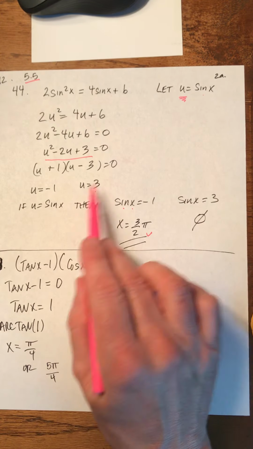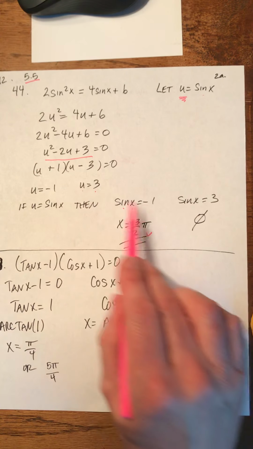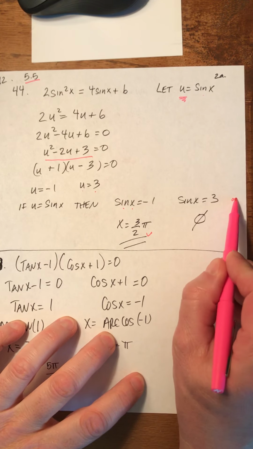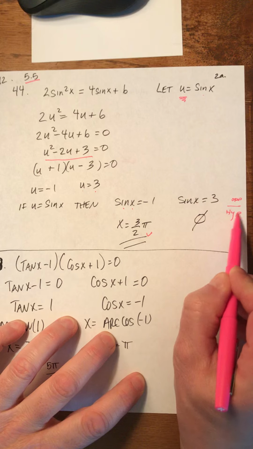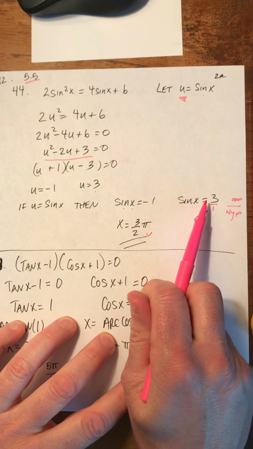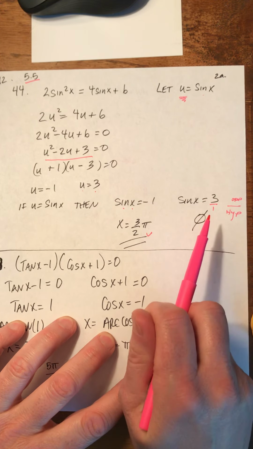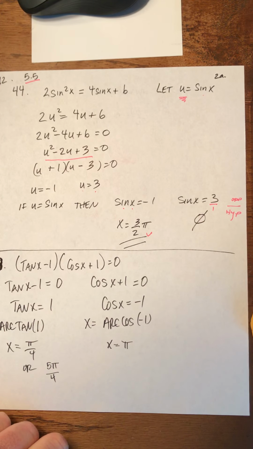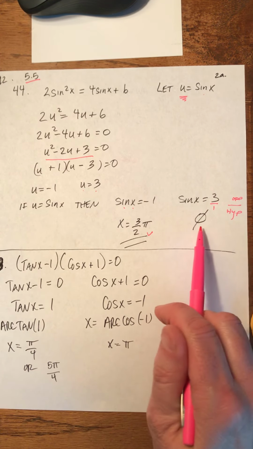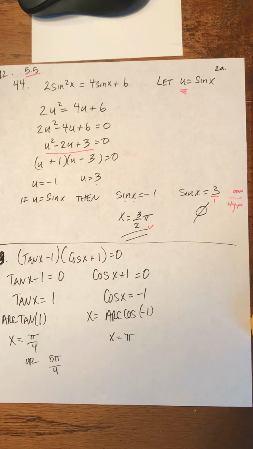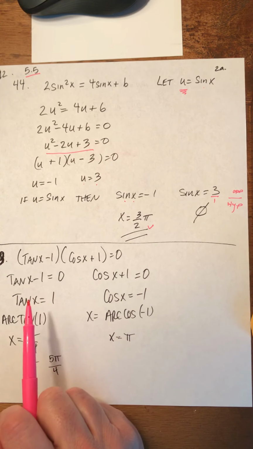The other answer could be that the sine x, which is u, equals a 3. Well, sine x can never equal a 3 because sine is opposite over hypotenuse. And opposite over hypotenuse could never be a 3 over 1 because the opposite could never be bigger than the hypotenuse, which is the largest side in any triangle. That was a test question way back early, maybe even the first chapter that we tested in. So this one is not a null set or a non-existent answer, so our answer is 3 pi over 2.